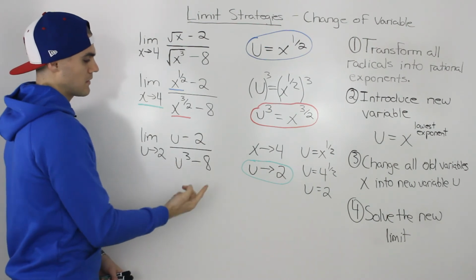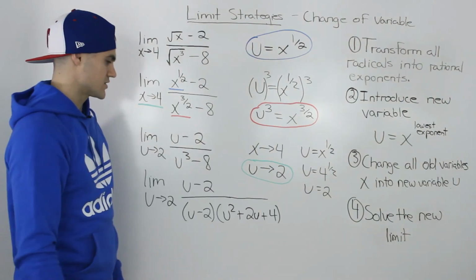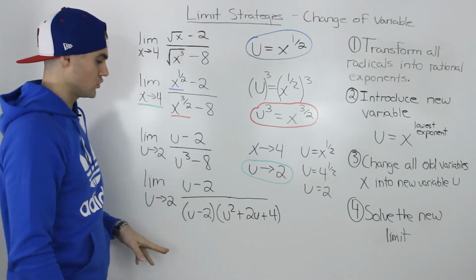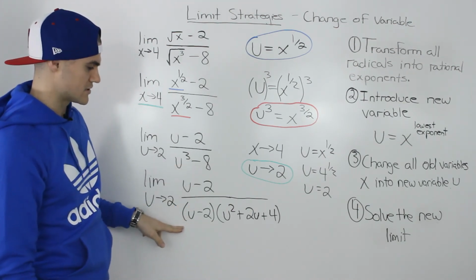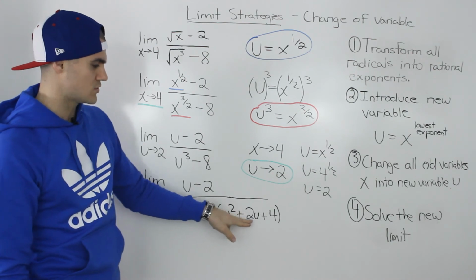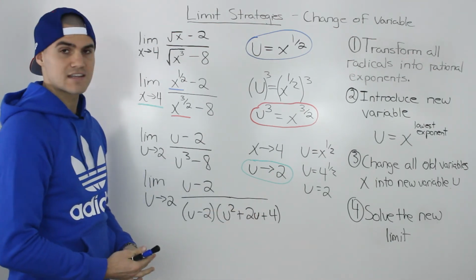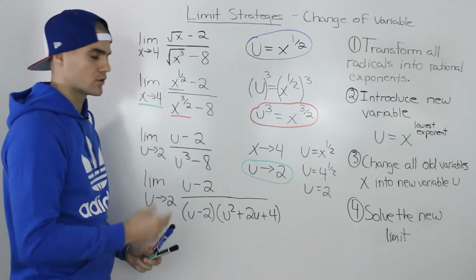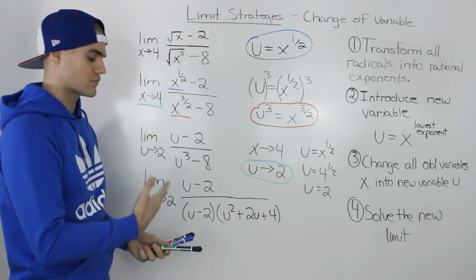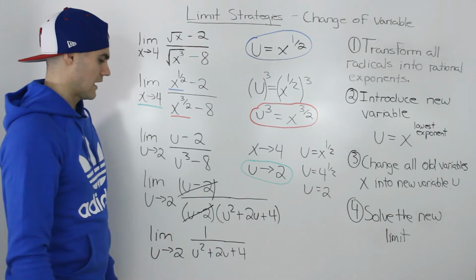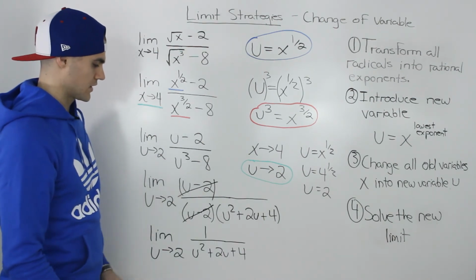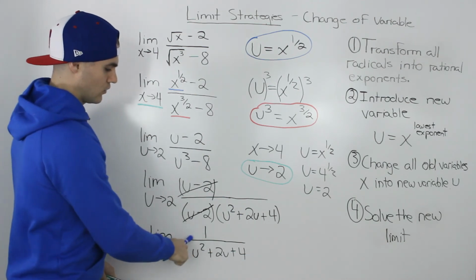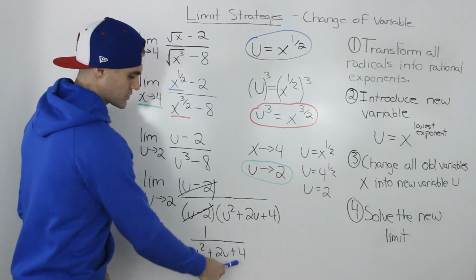2 to the power of 3 minus 8 is 0. So then factoring that denominator, u to the power of 3 minus 8, that's a difference of cubes. So that's going to equal u minus 2 times u squared plus 2u plus 4. And as I mentioned in the overview video, almost always with change of variable, you're going to have to factor either a sum of cubes or a difference of cubes. And then notice how the u minus 2's will cancel out, and we're just left with the limit as u goes to 2 of 1 over u squared plus 2u plus 4.